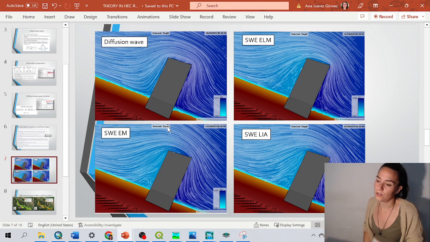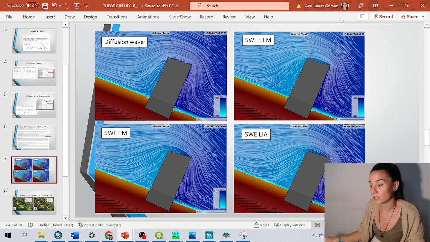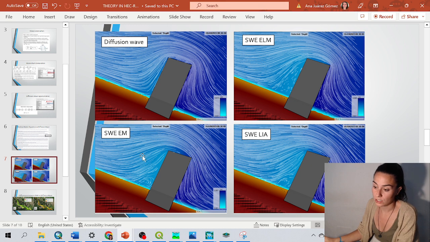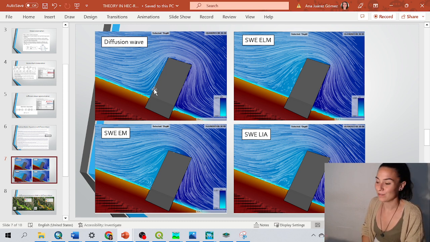But yes, in the top left, we have the diffusion wave. The top right is shallow water equation original faster, the one that I use the most. Shallow water equation the stricter momentum, and the local inertia. And we can see those three do capture these eddy edges that are being formed behind the structure, while this one, not as much. I think it's interesting to see how visually we can see the differences between them.